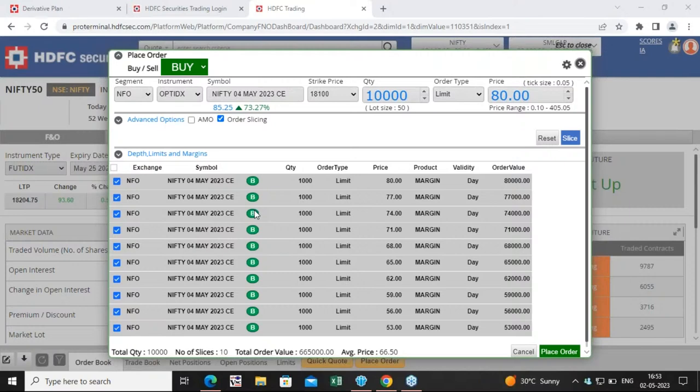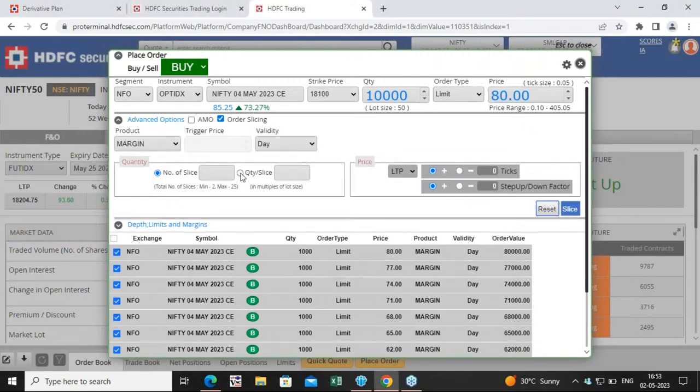Mohammed sir is asking how to put 60 in the calculation. Mohammed sir, it is very easy. For example, let me help you understand easily. There is a tick size of 0.05. BSE and NSE have different tick sizes. I hope you know about it. BSE's tick size is 0.01 and NSE's is 0.05. So what we have done is, you have to click on tick size. I have clicked on the quantity per slice, number of slices. I have clicked 10 over here.